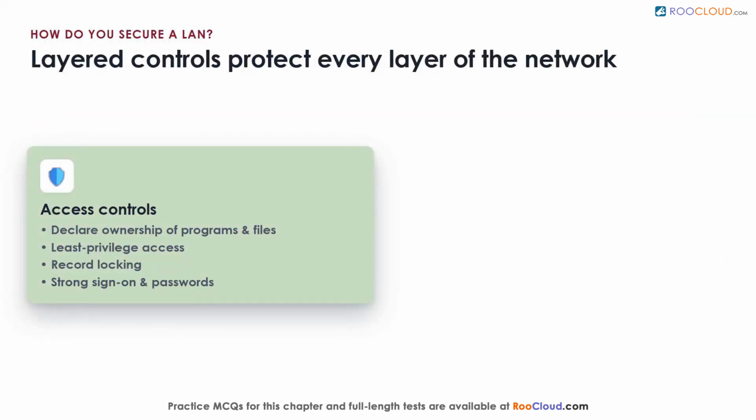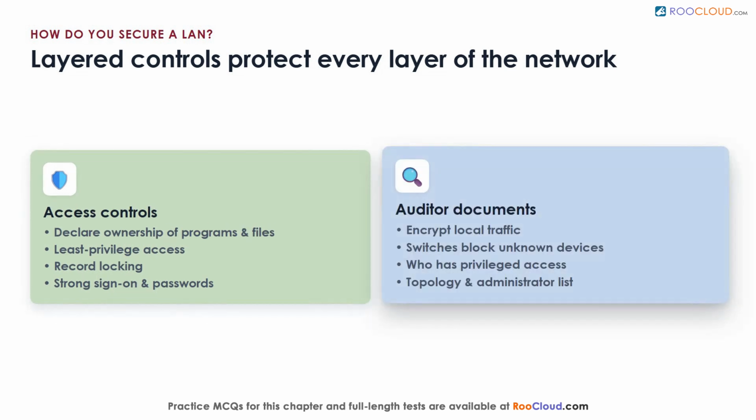So how do you secure a local network? With layered controls. Declare ownership of programs and files. Limit access to only what each person needs. Lock records to prevent two updates at once. Enforce strong sign-on rules for identities and passwords. Use switches to block unknown devices from connecting. And encrypt the local traffic. To really understand the network, an auditor documents who has privileged access, the topology, and who administers it.